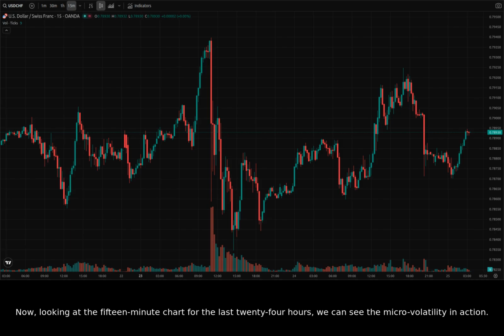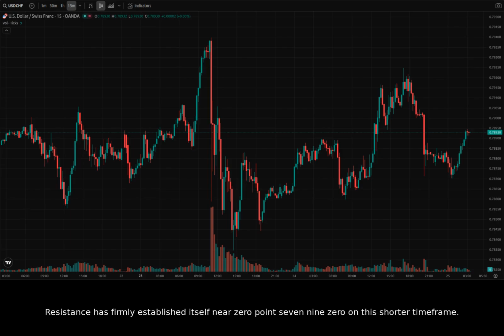Now, looking at the 15-minute chart for the last 24 hours, we can see the micro-volatility in action. The price action on March 24th shows a series of sharp spikes followed by gradual retracements. This behavior is typical when the market is reacting to headlines regarding Middle Eastern ceasefire negotiations. Specifically, we saw a bounce off the 0.787 level during the Asian session.